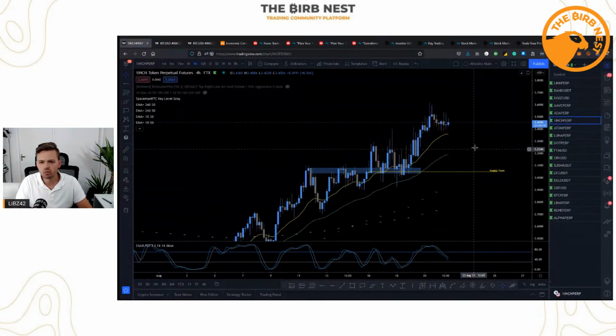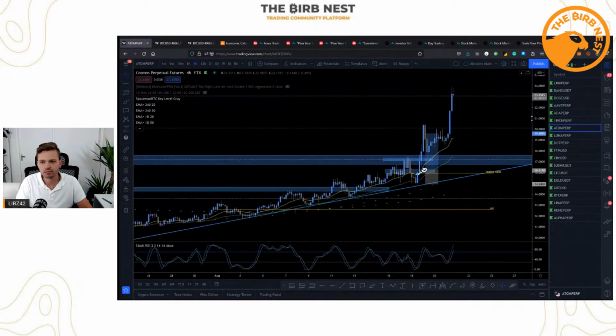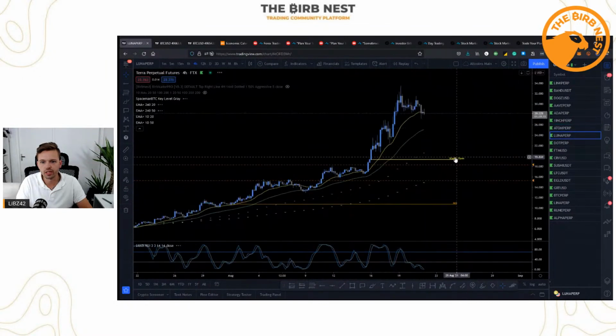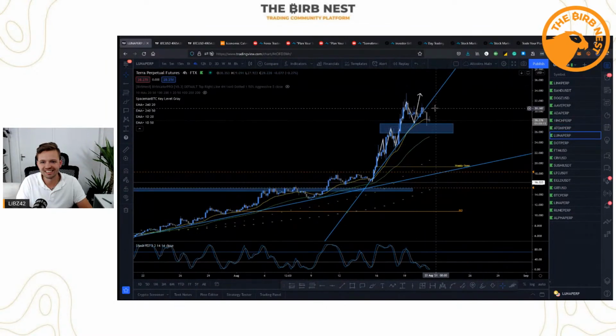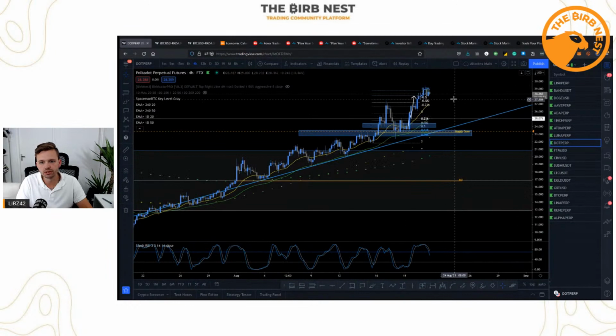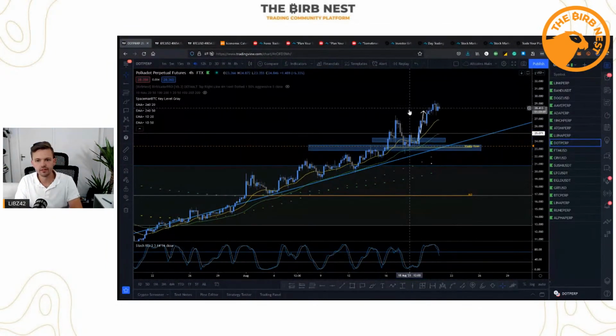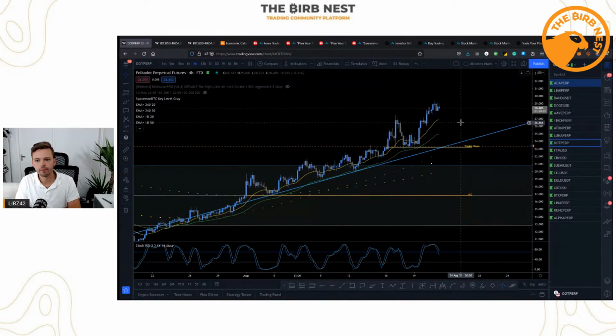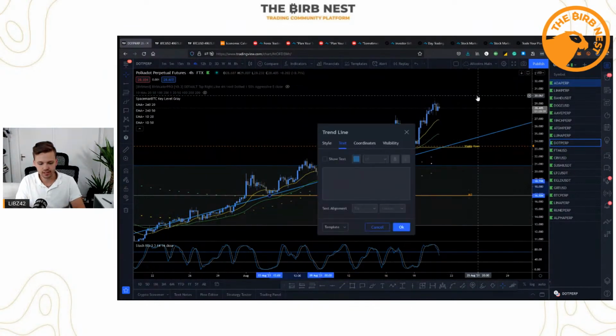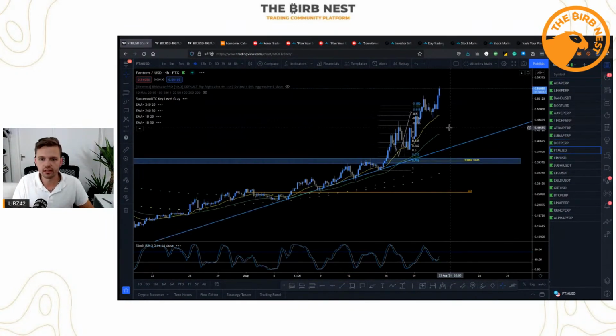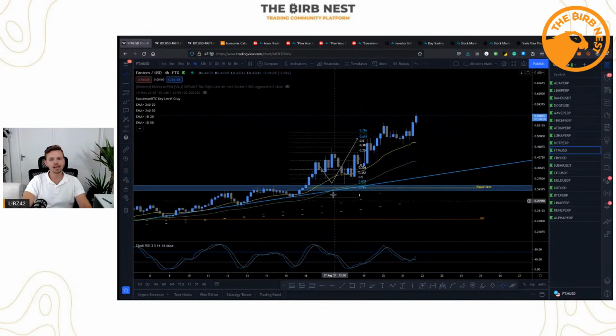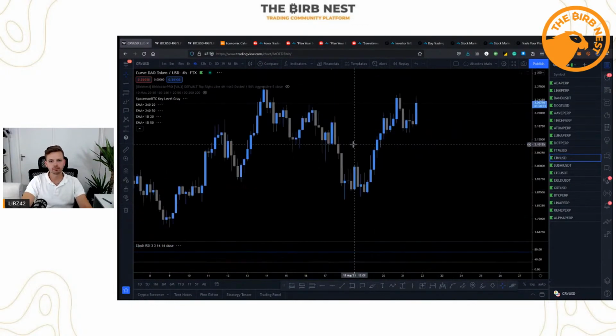1INCH, no clear setup right here. We got ATOM, no clear setup right now. LUNA, no. DOT, nothing super clear right now. I think ADA, Cardano, is actually the one looking most decent right now. All right, let's look at FTM. Man, everything's moving.